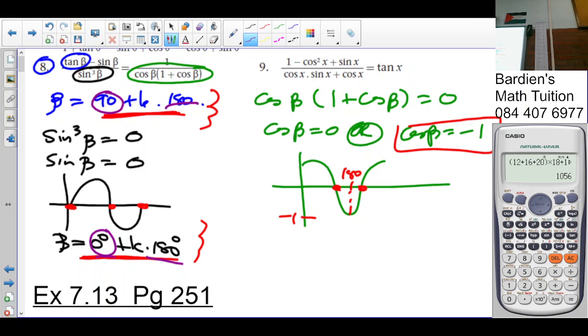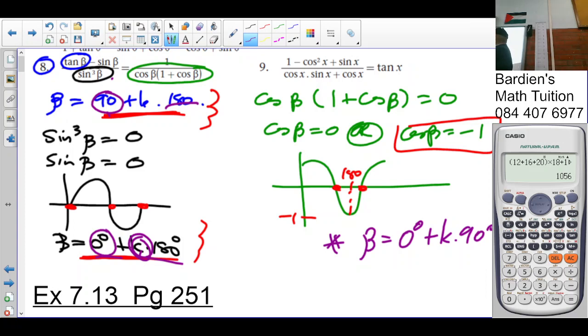Then 360. If k is now 2, 360. Then 540. And so on and so on. Not 540, sorry, 450. If I go to k to be minus 1, then I get minus 90, minus 180, minus 270, minus 360. So what do you notice here? That every 90 degrees is a solution. So instead of even writing it as 2 branches here, I can just write it as 1. I can say that beta is equal to 0 plus k times 90 degrees.